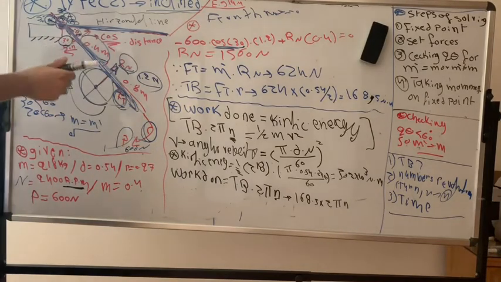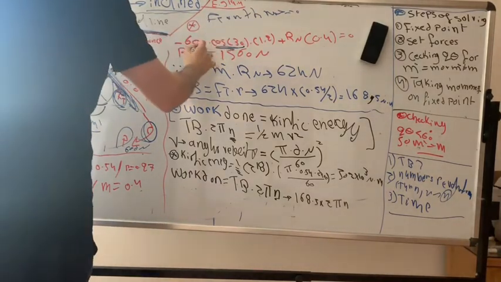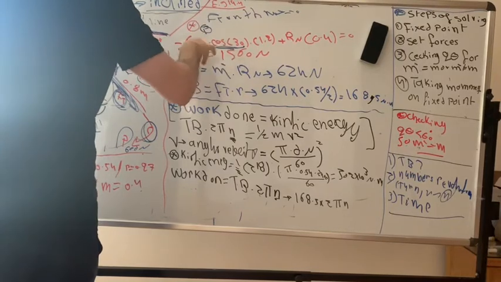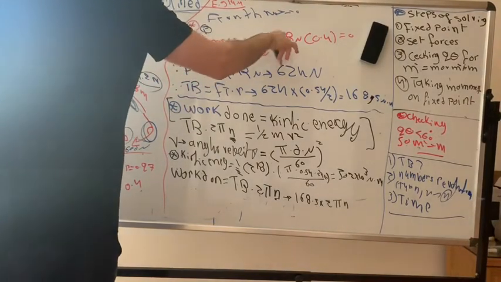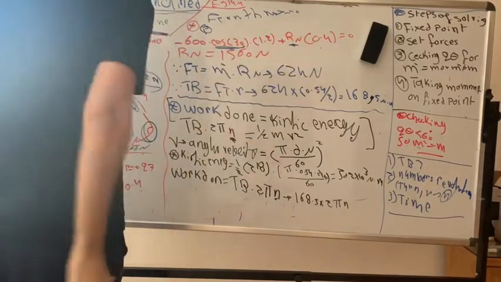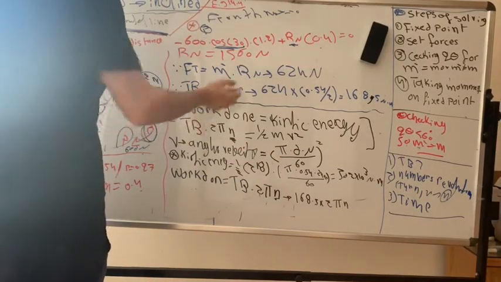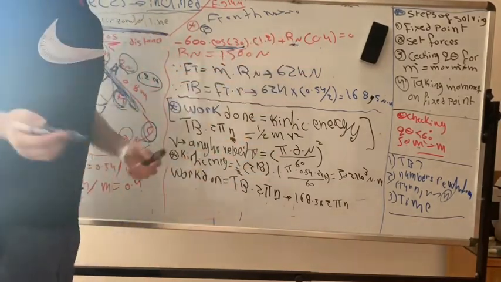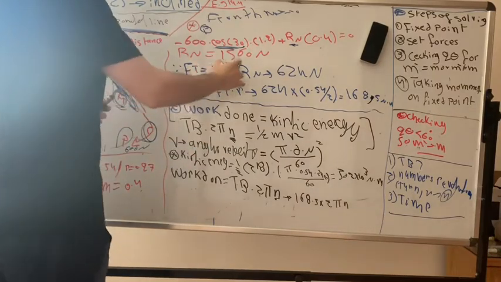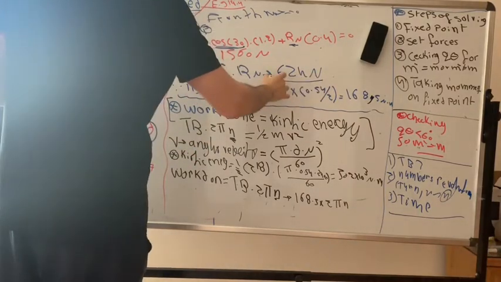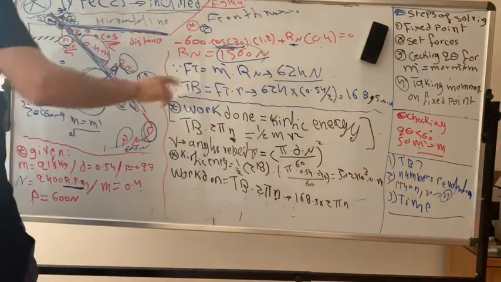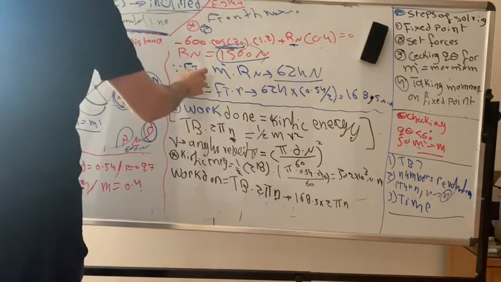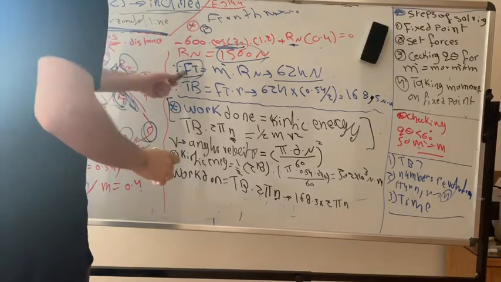So at the moment, I take everything in the moment. I have the force here. It's minus 600 cosine 13 multiplied by 1.2 plus Rn times 0.4. Actually, I have just one unknown, so it's easy to get the Rn. I get the Rn was 1560, and now I can get the FT, the tangential force.